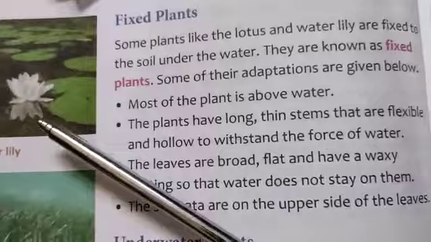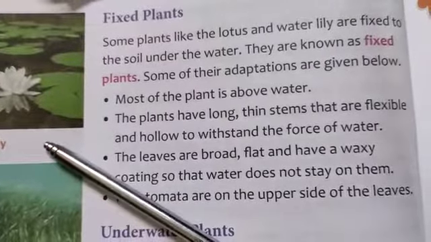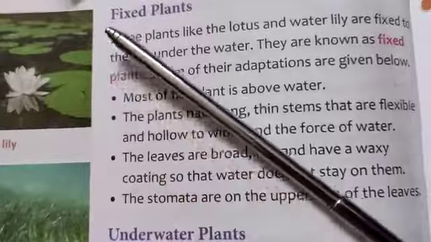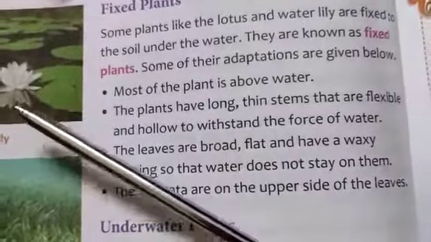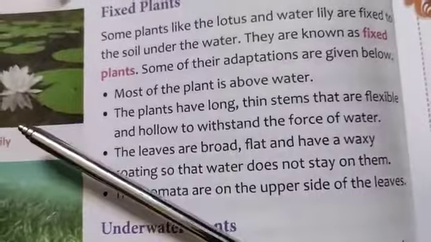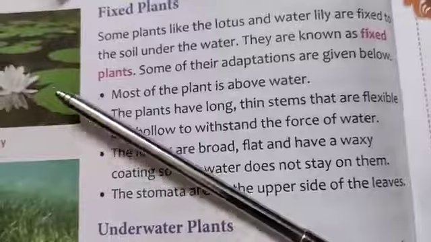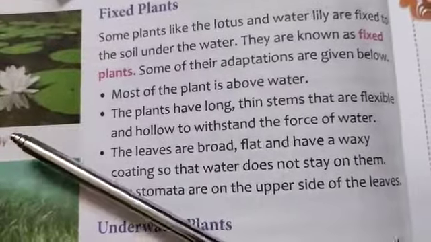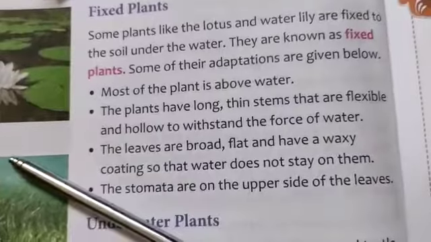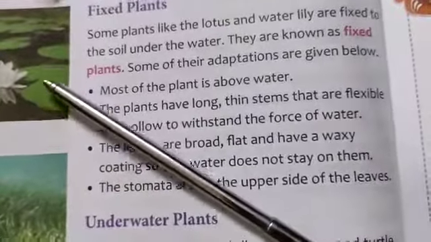The plants have long, thin stems that are flexible and hollow to withstand the force of water. When water is flowing over them, the plant will stay like this only, because they can withstand the force of water. With the force the water flows, nothing will happen to the plant. And the leaves are broad and flat and have a waxy coating so that water does not stay on them.